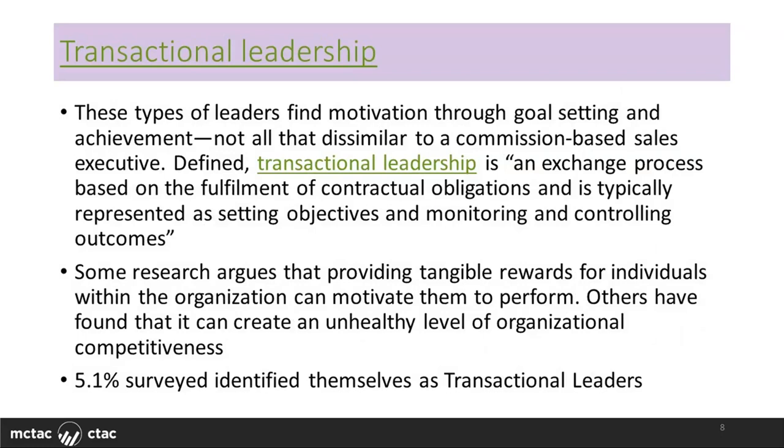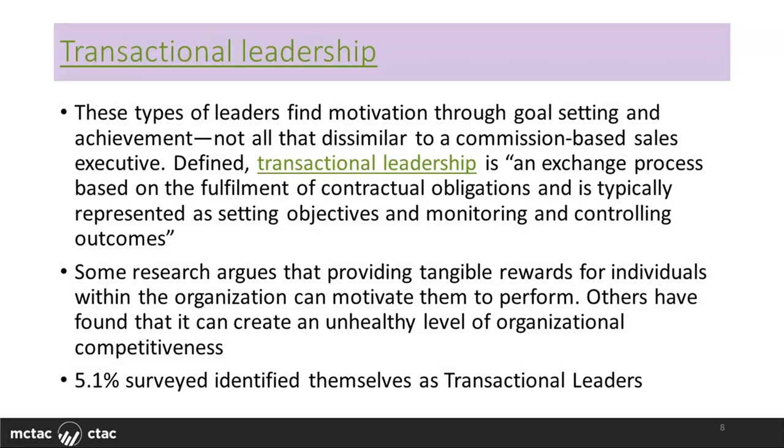And the next and the last is the transactional leader. This type of leader develops a culture of deliverables and rewards. These types of leaders find motivation through goal setting and achievement, not all that dissimilar to a commission-based sales executive. You get rewarded for what you accomplish. As defined, transactional leadership is, quote, an exchange process based on the fulfillment of contractual obligations and is typically presented as setting objectives and monitoring and controlling outcomes.